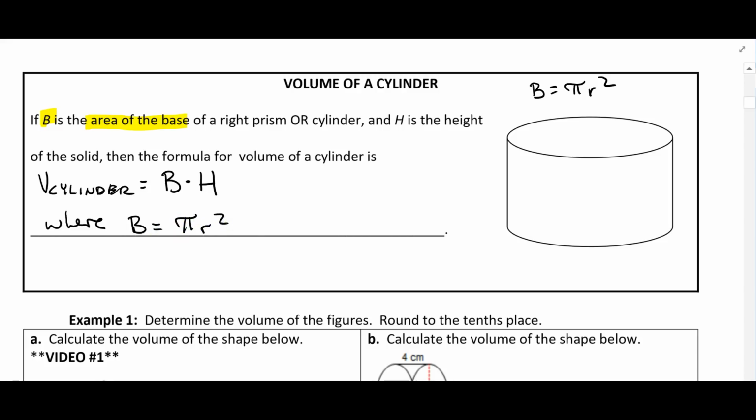So you need to keep that in mind. Alright, so basically the formula for prisms and cylinders for the volume is going to be the same. It's just that the area of the base, that capital B, is going to be different. Alright, so that should be one of your main takeaways from this video.